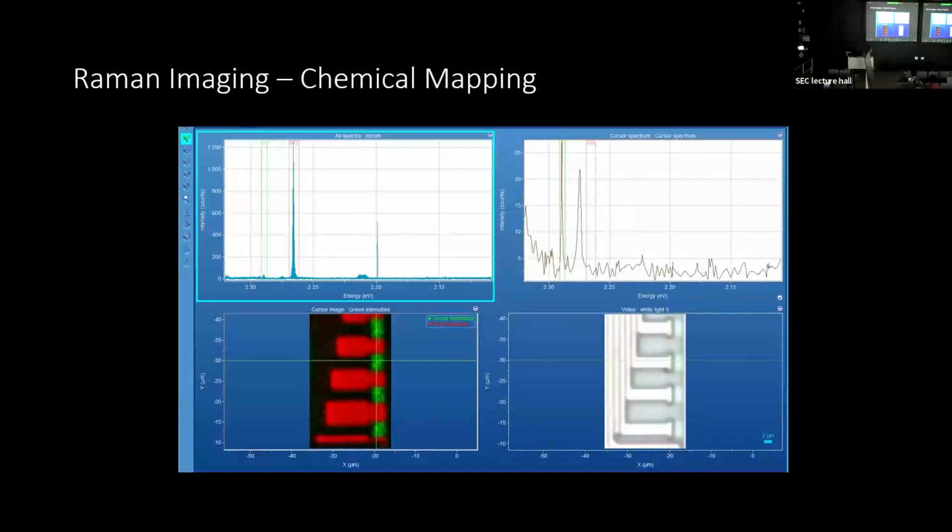Metals don't have a Raman transition signal because metals don't have a change in polarizability. The electrons can just go wherever. So metal oxides have a good Raman signal. Metals don't. So these metal lines in the computer chip don't show up, and they're just black.